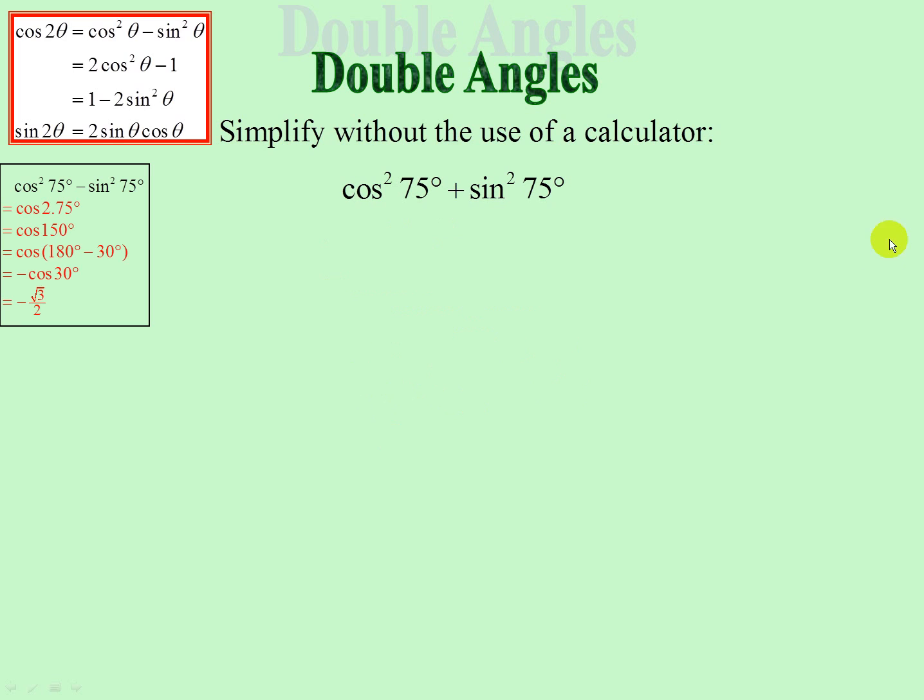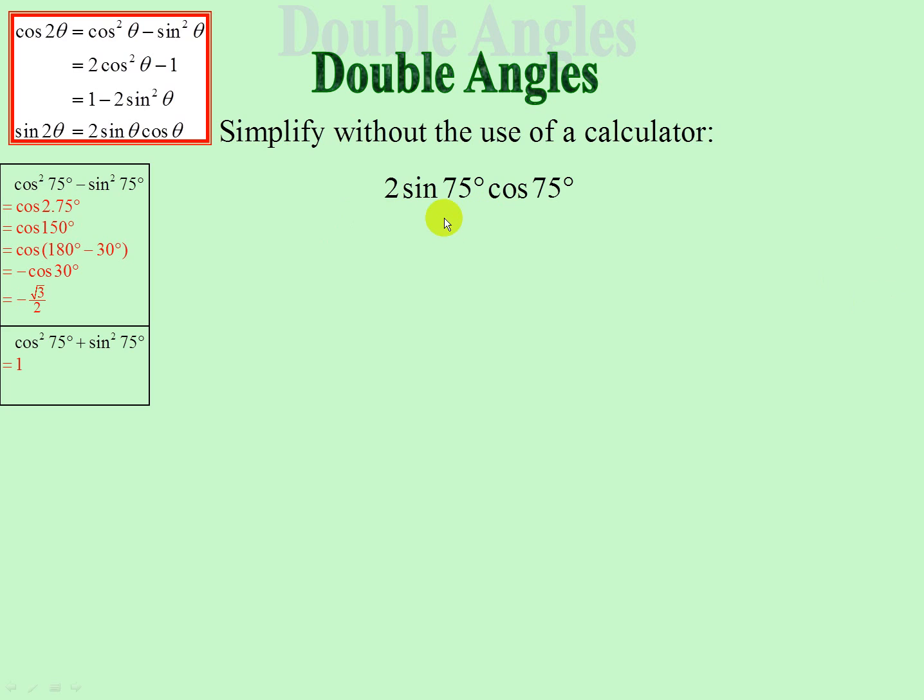Another one. Cos squared 75 plus sine squared 75. Now after all that I've been talking about, surely you're going to go straight to the answer there. That's your Pythagorean identity, 1. As long as the angles are the same. Don't be caught out and be given something like cos squared 75 plus sine squared 15 degrees, because then that won't be a Pythagorean identity.